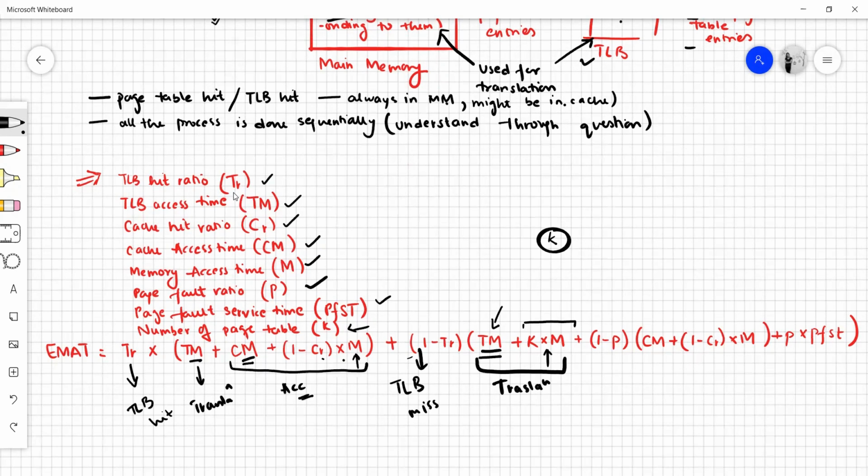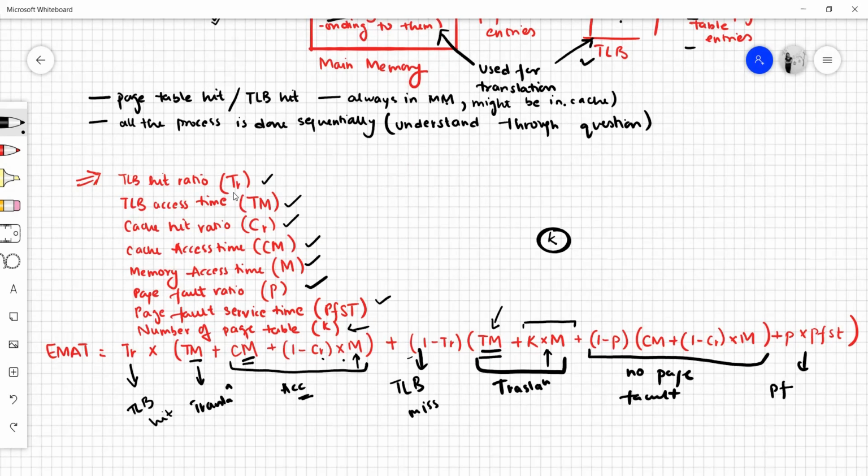Now after we have the translation, again the same thing. But just remember what I told you: if there is a TLB hit, the pages are always in the main memory or cache. If there is a page table hit, it is always in main memory and cache. But see, we have gone through all these stages of translation. Still, there are two cases possible. One is no page fault, and the other is page fault.